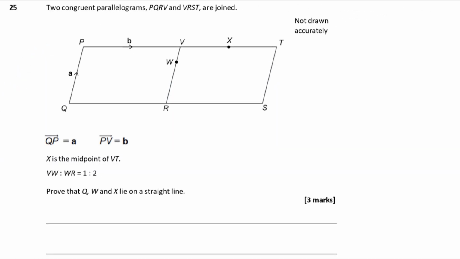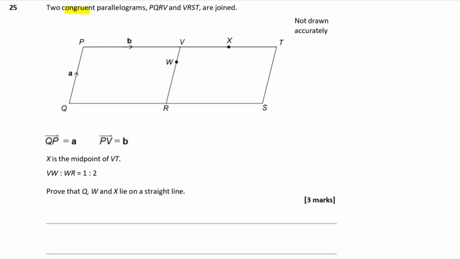Question 25: two congruent parallelograms PQRV and VRST are joined. Congruent in this case just means that these two parallelograms are identical, all the lengths and things are the same. X is the midpoint of VT, yes it is.